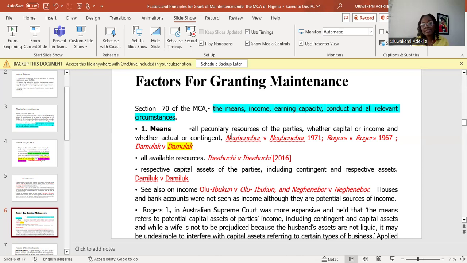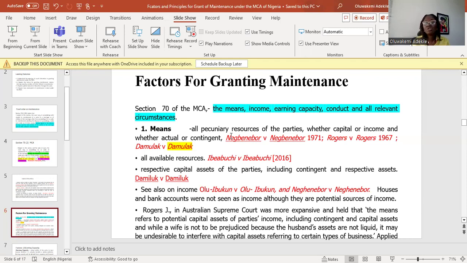Discussions about whether you could construe things like certificates, degrees, and whatever as assets would be taken in subsequent presentations. But in some jurisdictions, they are construed as things that improve your earning capacity, such that when they want to share family assets, they will be part of what is considered. But we will not take that in this presentation.